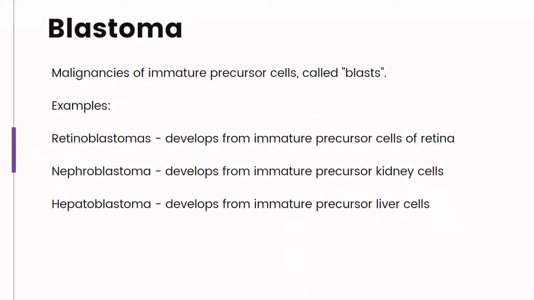Blastomas are malignancies of precursor cells, which are cells that haven't yet matured. These are called blast cells, hence the name blastoma. As you might imagine, these are often, but not always, pediatric cancers. For the most part, blastomas follow the same rules with an anatomical prefix followed by blastoma as a suffix. Some examples are shown here, with retinoblastoma being immature cells in the retina of the eye, while nephro and hepatoblastomas refer to cancers that began in immature cells of the kidney and liver.